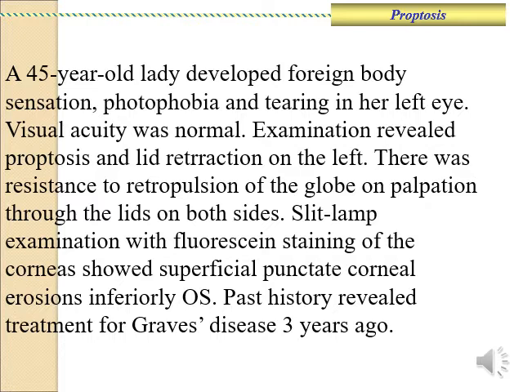Slit lamp examination with fluorescein staining of the cornea showed superficial punctate corneal erosion inferiorly in the left eye. What is fluorescein staining of the cornea? How do you do this test? Why was the superficial punctate erosion seen inferiorly?